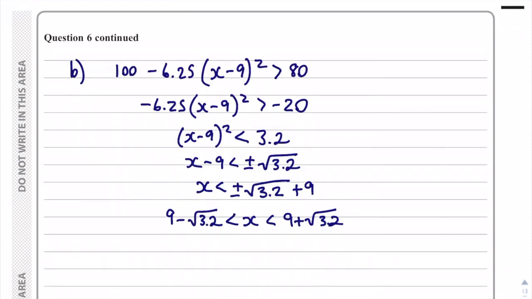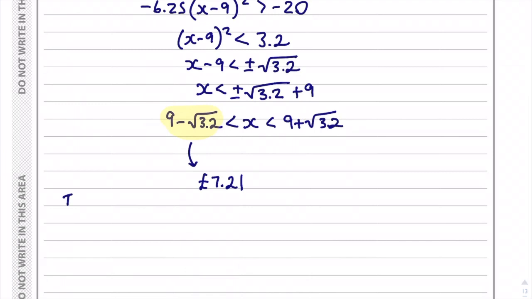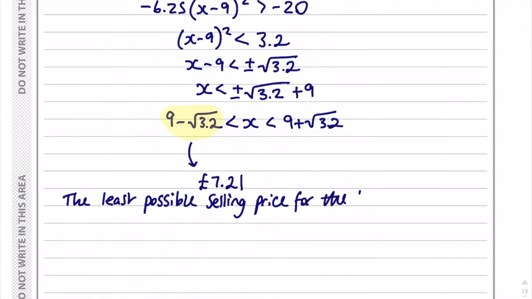So now the minimum value of x is going to be this value here, which, if we type that into our calculator, we get £7.21. So we can say the least possible selling price for the toy is £7.21.